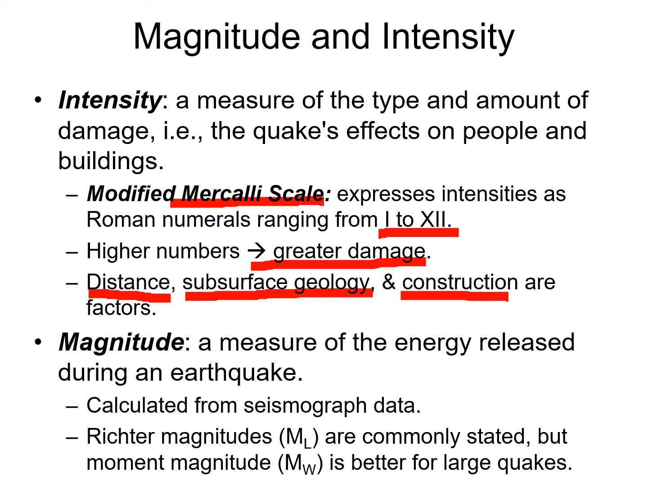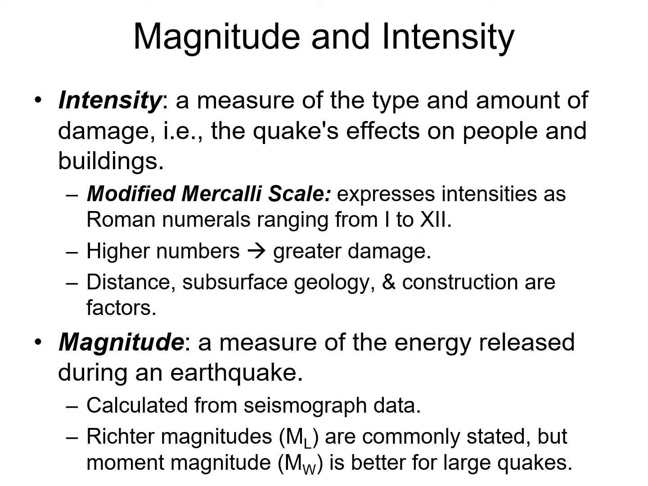Now magnitude, on the other hand, looks at how much energy is actually released during the earthquake. This is a better way of ranking the quake than how strong the shaking was for any particular observer. We're looking at how strong the earthquake actually was and how much energy was released. For this, we will need some data from a seismograph, and we rank this traditionally on the Richter scale, but for really big earthquakes, the moment magnitude scale is actually more precise. We'll talk about some reasons why in a moment.